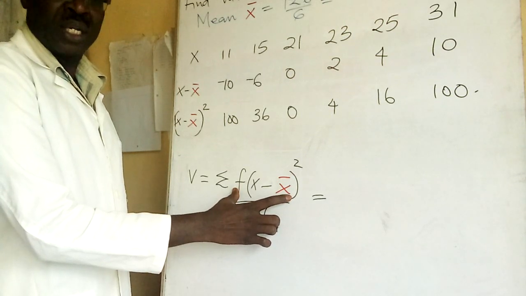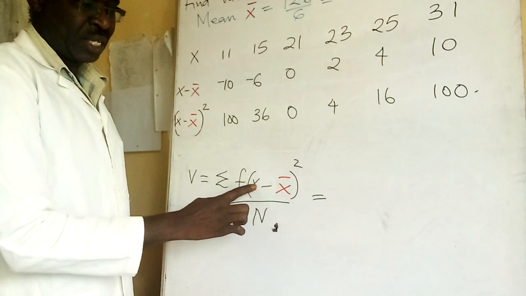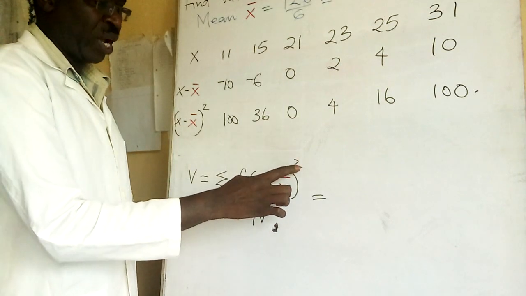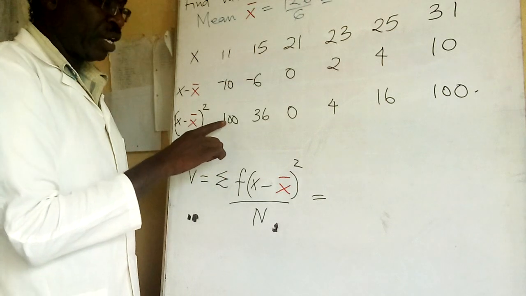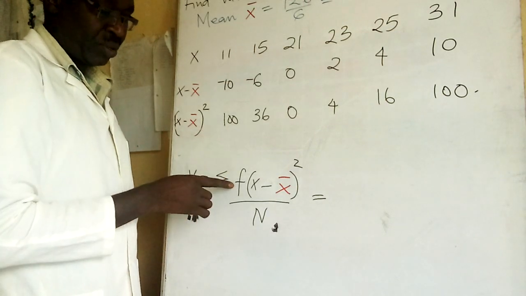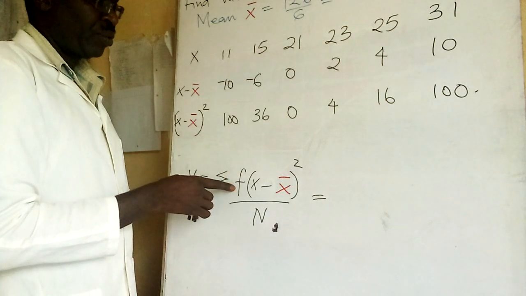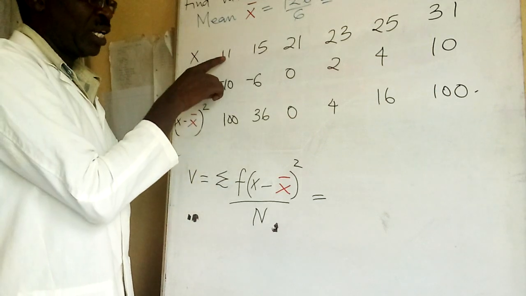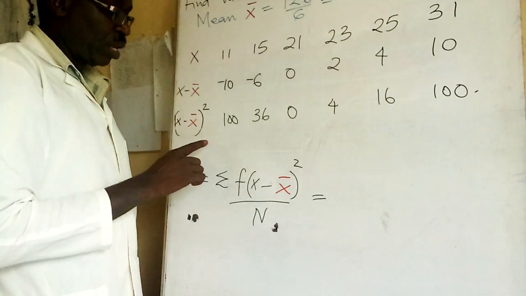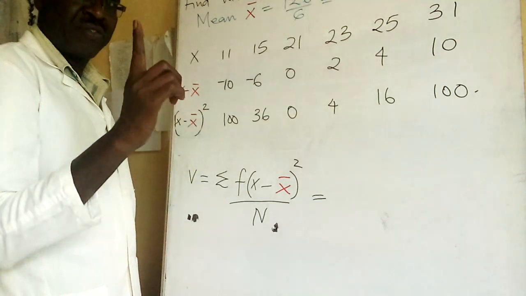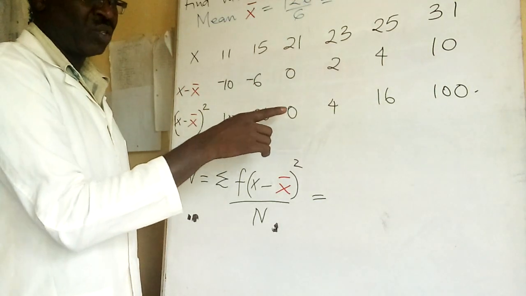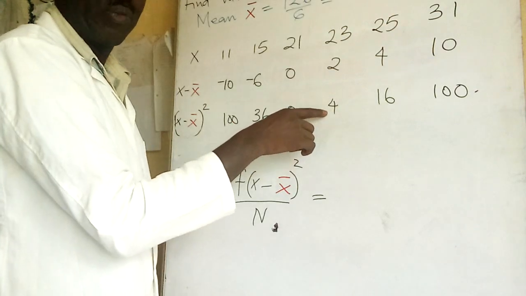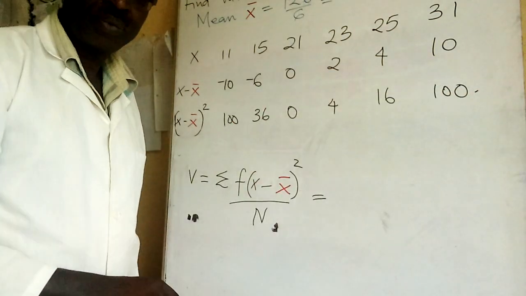Remember, (x minus x bar) squared are these values here. If you multiply each of them by 1, because that is the meaning of f, 11 was appearing once, so its f is 1. So 100 by 1, 36 by 1 does not change, 0 by 1 does not change, 4 by 1 does not change, and so on.